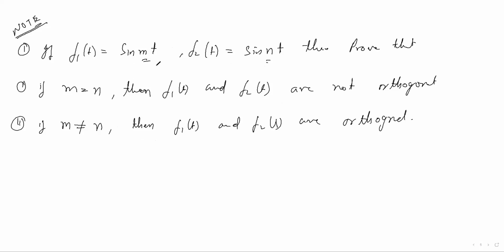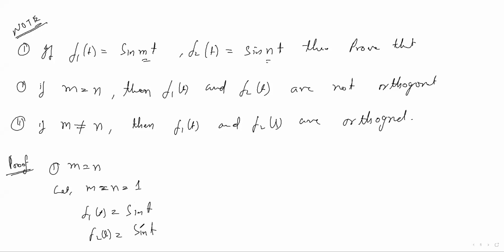Therefore, the sine case. So how can you prove it? For the first case where m equals n, suppose we let both be equal to 1. Then f1(t) is sin t and f2(t) is sin t. Both are sin t only.